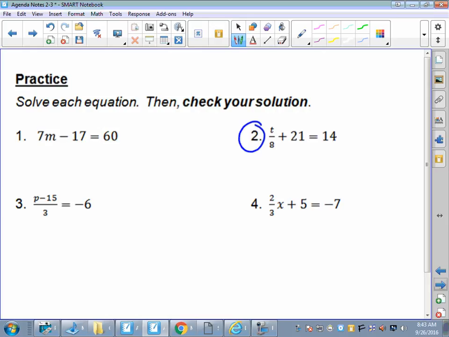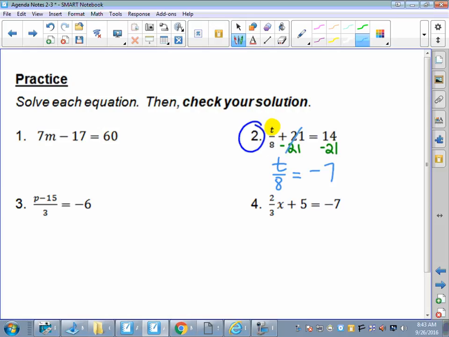So for problem number 2, the first thing we're going to need to do, we've got t over 8 to get to our t, and we've got a plus 21. Here's our variable. So we're going to get rid of adding or subtracting first. So that means we're going to have to subtract 21 from both sides. When I subtract 21, please show your work so that I can see that you've got t over 8 equals negative 7. Check my math too.